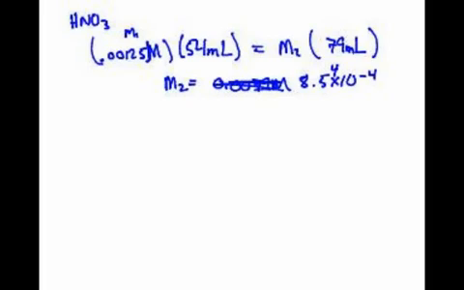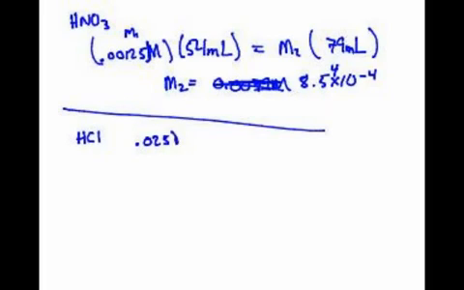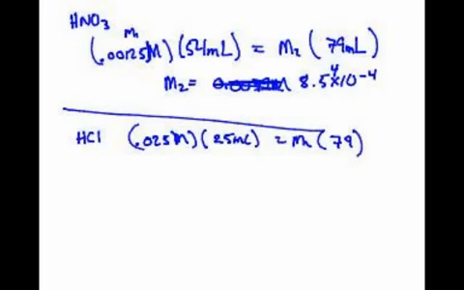Okay, and then we would do the same thing for the other acid, the hydrochloric acid. M1 is 0.025 molar times my volume, which was 25 milliliters, equals M2 times 79, again, because they're both in the same beaker. Yep. And so M2 is... That one is 0.00791.